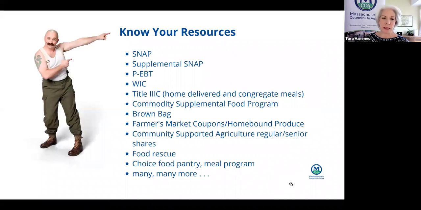So you might have seen this slide from me before, you might not have, but I love this guy. Know your resources, and if you don't, I will help you. So we have SNAP, and I don't want to make this the SNAP slideshow, but I have to say, over the past year, because of the federal emergency declaration, USDA has provided a number of additional benefits to states who have also declared emergencies.